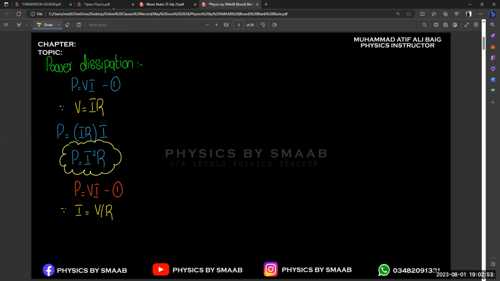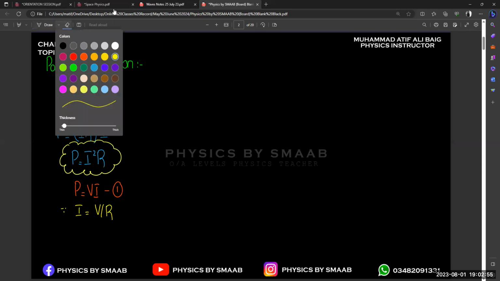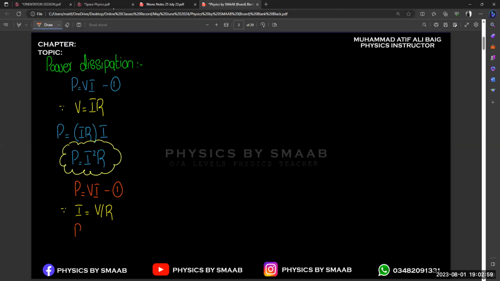So if we substitute this value in your main equation, your equation will be P is equal to V multiplied by V over R. So your final equation is P is equal to V squared over R. So basically there are three forms of the same formula, depending on the situation.